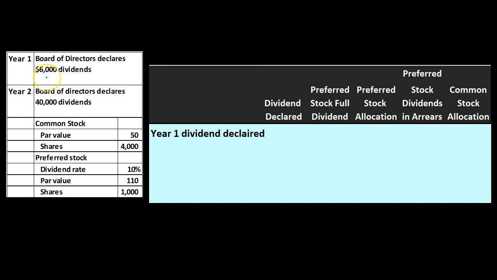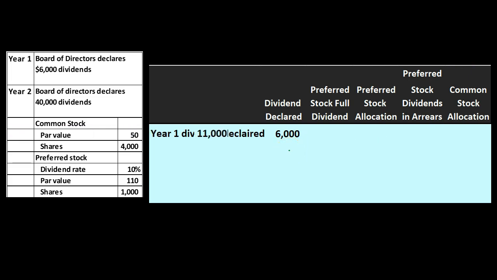So let's go through the scenario. If the board of directors decides, okay, we're going to pay a $6,000 dividend, they can decide that. They don't get to decide who it goes to. It goes to whoever it goes to in a set of rules. So first, this is the dividend declared, $6,000. And this is how you want to set up the table, really. For the preferred, I usually calculate the full dividend, and then the amount that will be allocated to the preferred stock, and then the amount that is in arrears that hasn't been allocated that's still due, and then the common stock. So this will make sense as we go through.